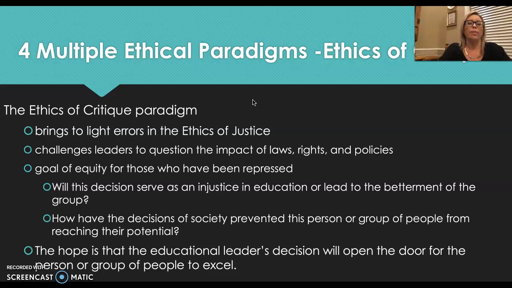The ethics of critique paradigm brings to light errors in the ethics of justice and challenges leaders to question the impact of laws, rights, and policies with a goal of equity for those who have been repressed. The educational leader is asked to consider the cards a person or a people group has been dealt in life and ponder whether the consequences of a decision will further serve as an injustice in education or lead to the possible betterment of that group. The leader must first recognize how the decisions of society prevented the person or group from reaching their full potential. The hope is that the person or group will be given a better chance to excel in education and in life.